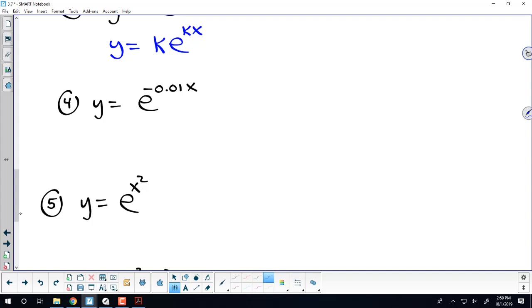What's the derivative of e to the negative 0.01x? Derivative of e to any power is e to the same power. Just write that. Times the derivative of the power, negative 0.01 times x. The derivative of the power is just negative 0.01. Yeah. That's y prime, right? For the one. Oh, yeah, thank you.